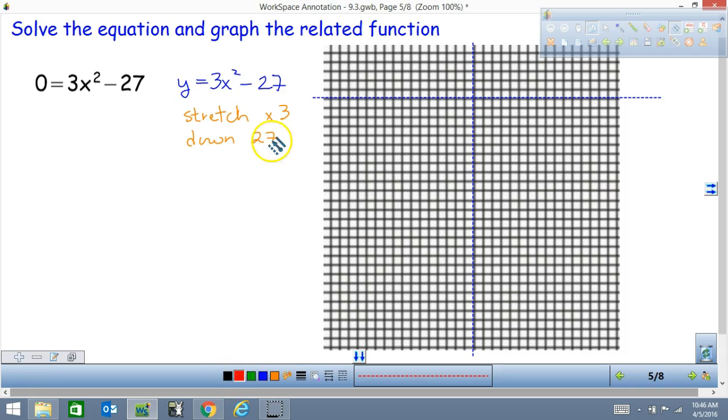So this graph starts down at 0, negative 27. And instead of going over 1 and up 1, it's a stretch of 3, so we go over 1 and up 3. Then over 2 and up 12, and over 3 and up 27. So that's going to be all the way back up.